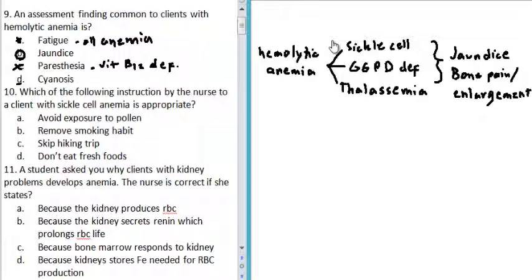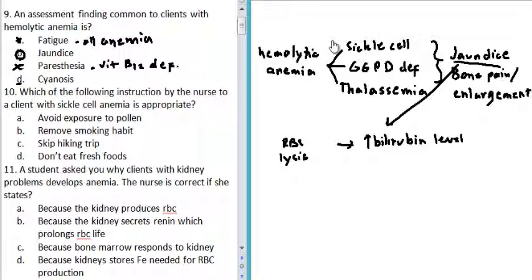Your jaundice, kaya tayo nagkaka-jaundice is secondary to increase in bilirubin level. Kaya tayo may jaundice. Okay? Saan galing yung bilirubin? Galing yan sa RBC na na-hemolyze. Okay? The answer is jaundice. Next.